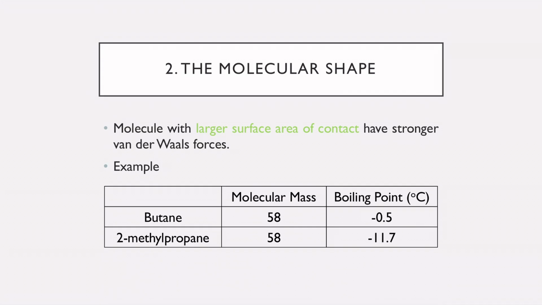Okay. So, for example, here you have butane, okay, and you have 2-methyl propane. These two molecules, they have the same number of carbon and hydrogen. They are hydrocarbon molecules, okay, consists of hydrogen and carbon. They have the same molecular mass, but the boiling point is different. Okay, so 2-methyl propane has a smaller boiling point than butane. Okay, why is that?